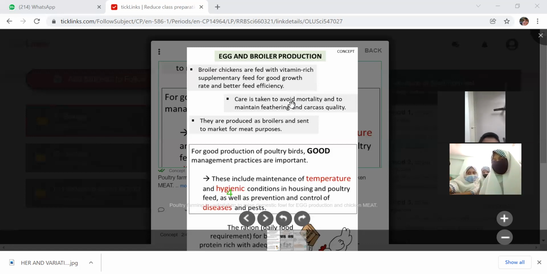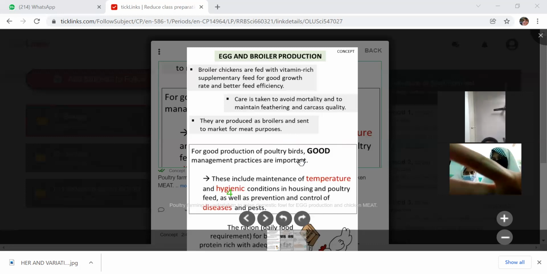Mortality rate means death rate. So care is taken to avoid death of the broiler chicken. If one chicken dies, then the disease spreads and all start dying, and there will be a great loss to the poultry farming industry. And what do you mean by carcass quality? Carcass means the body immediately after death. If that quality is maintained, the flesh can also be used. Otherwise, after death, it immediately gets spoiled and that becomes harmful for the consumers. So this is taken care of.